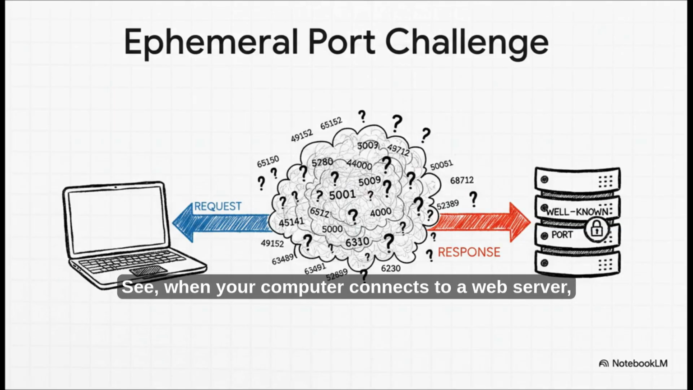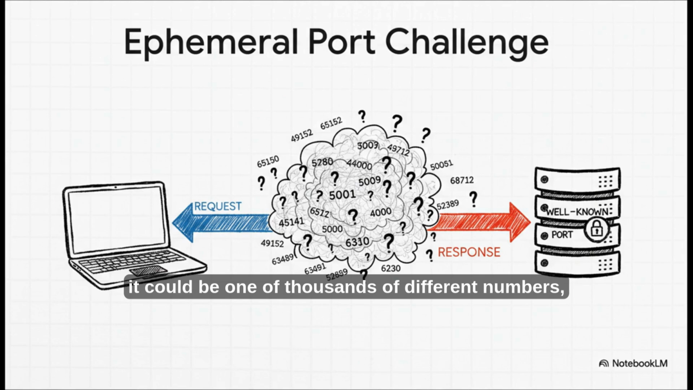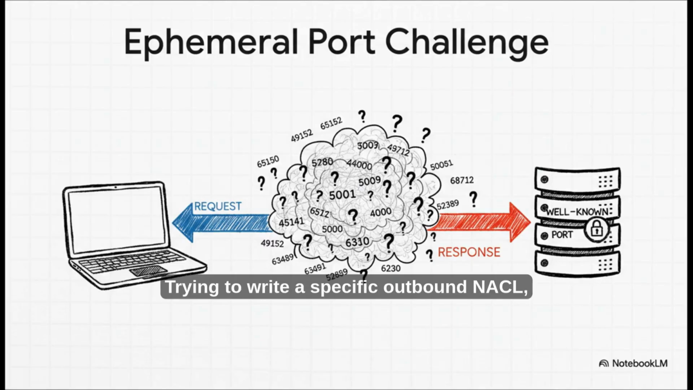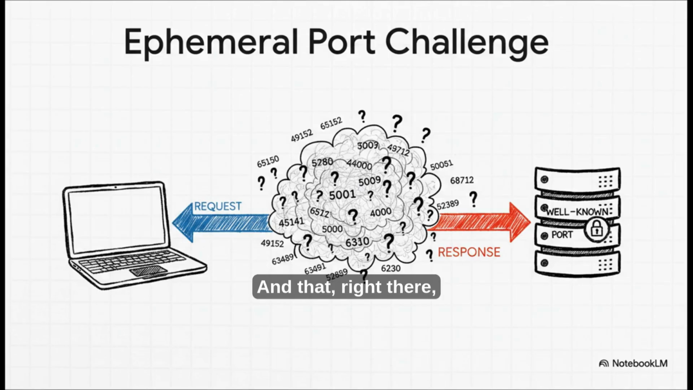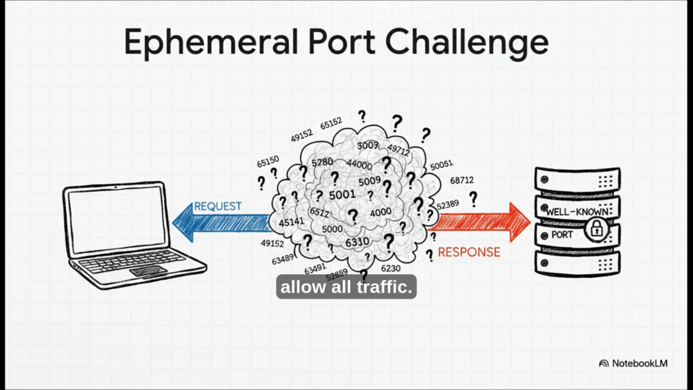See, when your computer connects to a web server, it doesn't just use one port. It picks a random, high-numbered port to receive the reply on. Now, this return port could be one of thousands of different numbers, and it changes depending on if you're on Windows or Linux or something else. Trying to write a specific outbound NACL rule for every possible return port would be a complete nightmare. And that's exactly why most of the time you'll see the outbound rules on a NACL set to just allow all traffic.